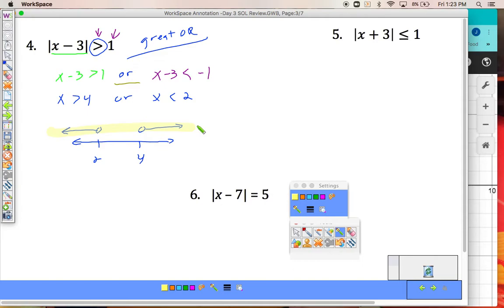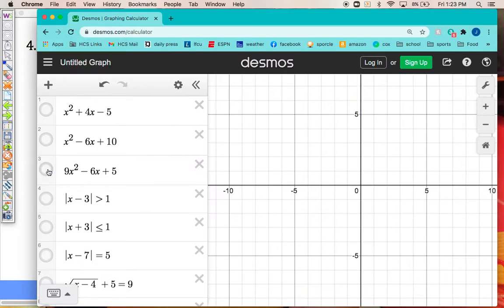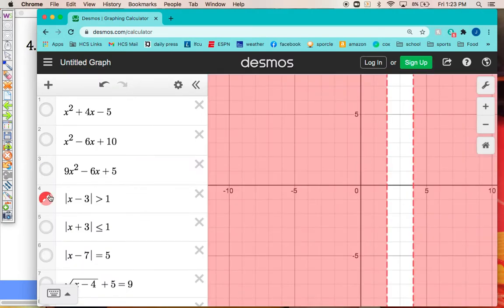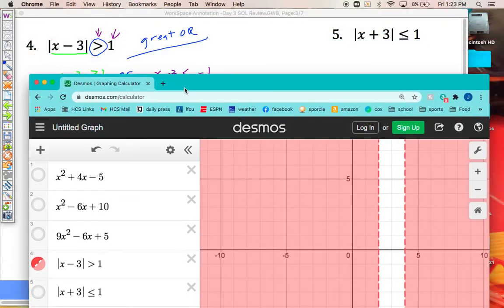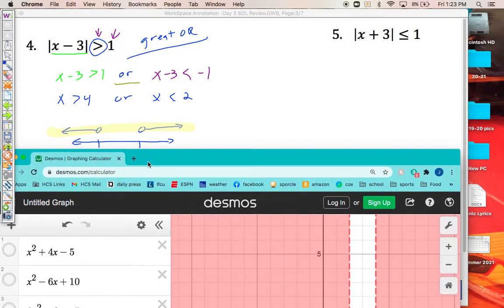All right, so going to Desmos. If I graph that, this is what I get. Everything is shaded except between 2 and 4. And it's a dashed line, like an open circle, saying that it doesn't count. So these two pictures are the same idea.